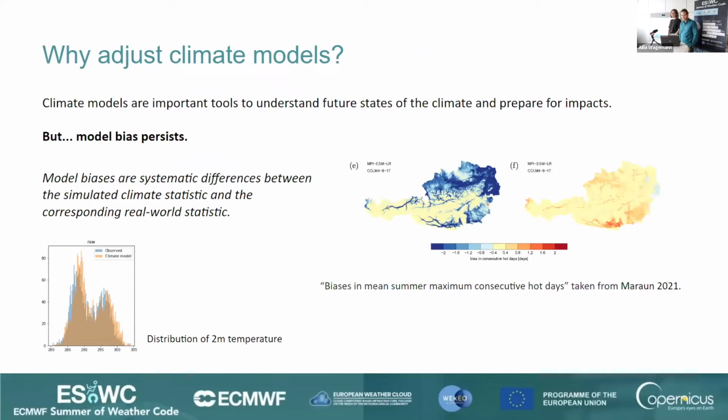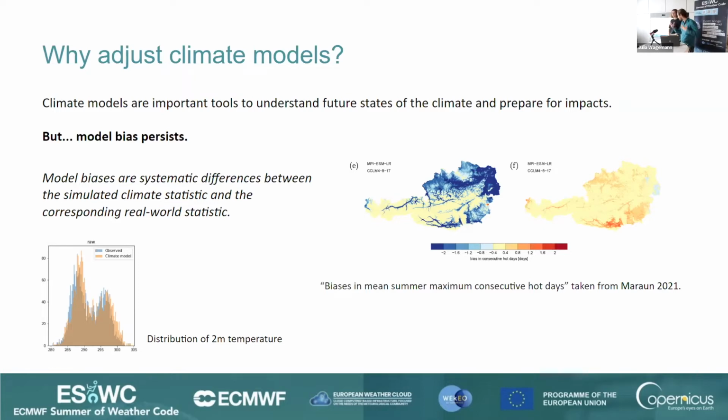Why would you be interested in ibicus? Why would you need bias correction? Climate models are super important tools to understand the future state of the climate and prepare for impacts. But even the most advanced climate models in CMIP6 still have model biases. A model bias is a systematic difference between the simulated climate statistics and the corresponding real world statistic. It can be a difference in the mean for temperature, or a difference in some distributional statistic. On the left, we see plotted the distribution of 2-meter temperature for an observed dataset and the climate model. Although they look kind of similar, the climate model has a heavier right tail.